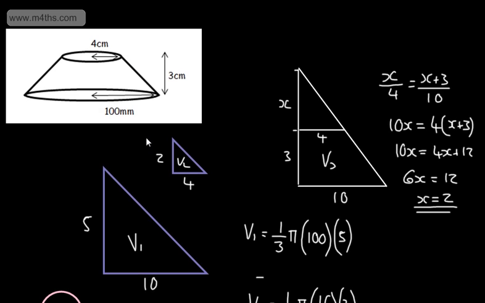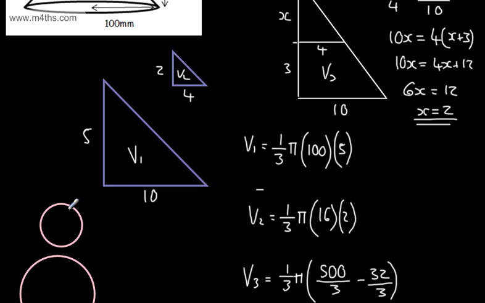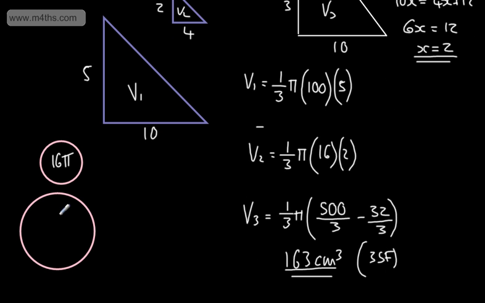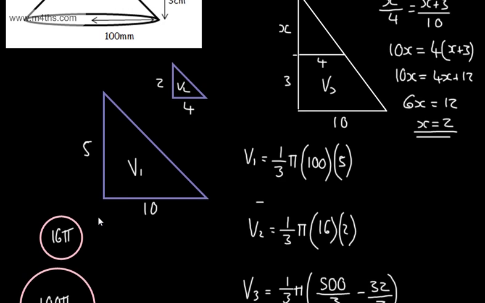So if we work out the top one, this one is going to be pi r squared. So that's a circle there. So pi r squared is going to give me 4 squared multiplied by pi. This one right here is going to be 10 squared. So working in centimetres, this will be 100 pi. So that's got me the top and the bottom.